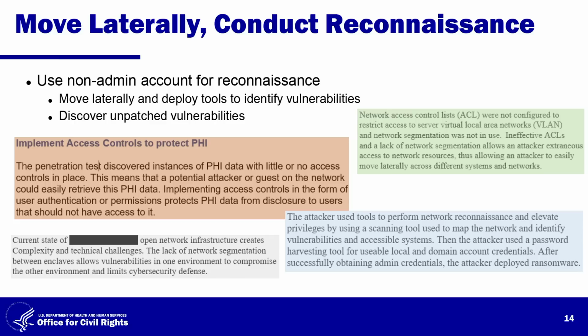Once access is gained, the attacker uses tools to perform reconnaissance, map the network, identify vulnerabilities, gain access to administrator credentials, and deploy ransomware. OCR investigations have revealed PHI left unprotected without access controls in many situations, including on FTP servers, web servers, in temporary directories or folders, in collaboration tools, and on shared drives. Effective access controls are vitally important to protect ePHI.